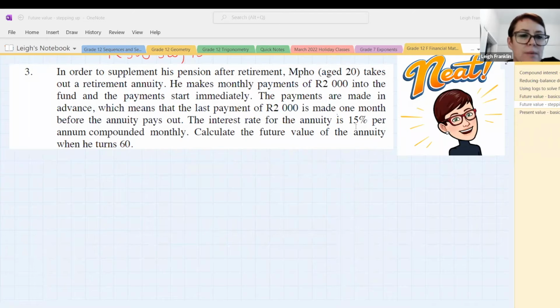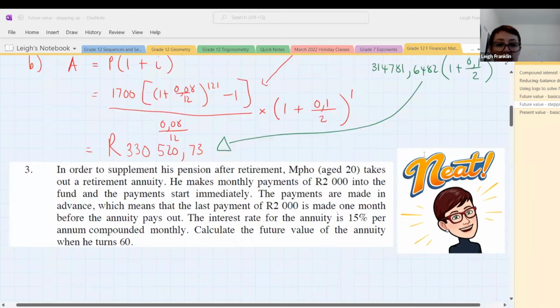So in order to supplement his pension after retirement, Mpho, age 20, takes out a retirement annuity. He starts making monthly payments of 2,000 Rand into a fund, and the payments start immediately. The payments are made in advance. What does that mean? What do they mean when they say that payments are made in advance, as opposed to what we've just done over here?